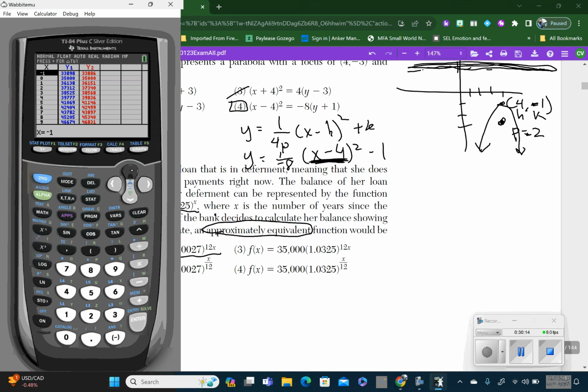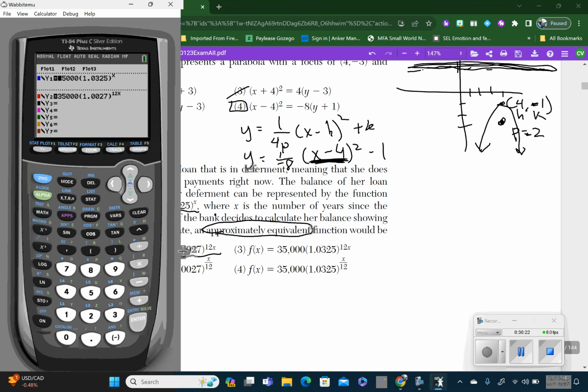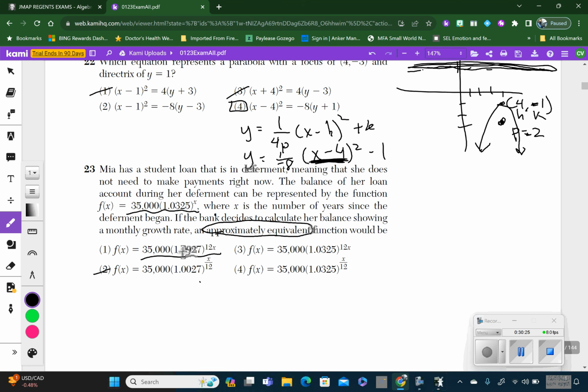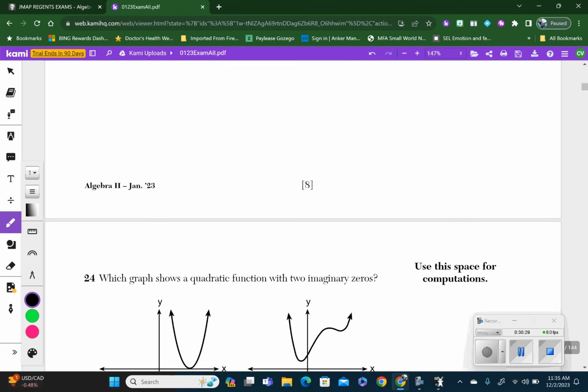So you want to see which one is the closest. So plug in each of them, right? So now you go under y equals, and then plug in the second one. So you'll see that the one that is the closest is option number 1, and that's how you do question number 23.